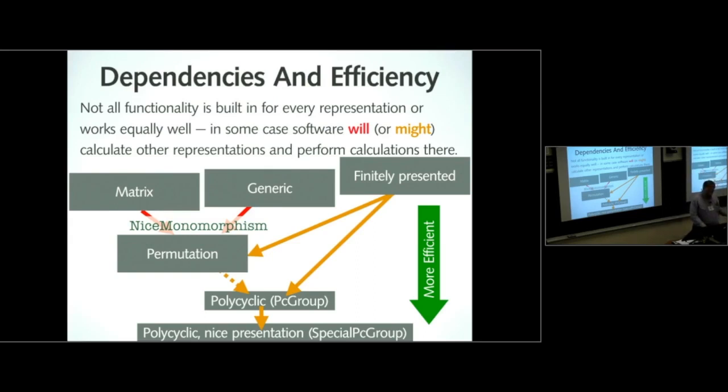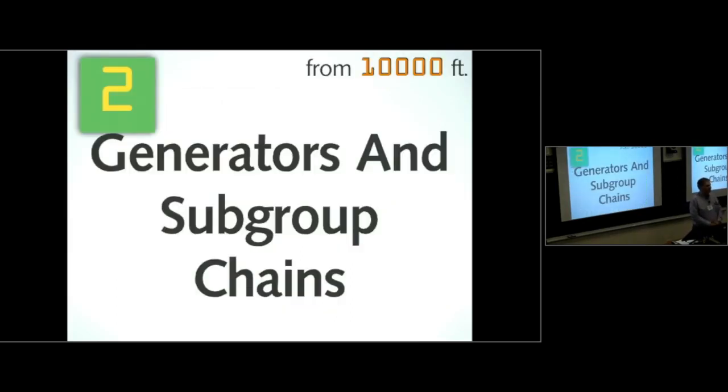Okay, and that basically is the 15,000 feet view. So let's move a little bit closer. At 10,000 feet, let's look at what is actually used for implementing these bottom three layers. And the crucial tools there are generators and subgroup chains.